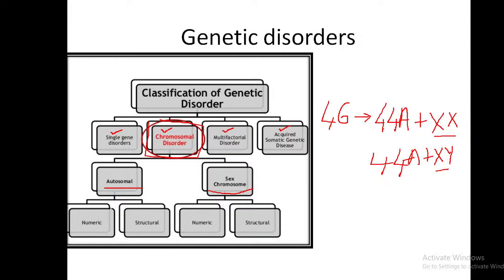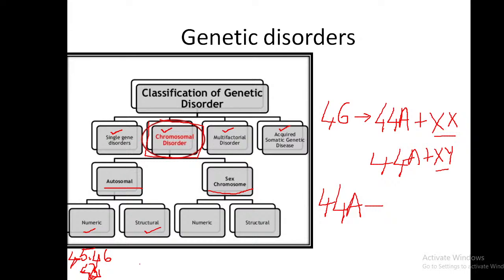Then autosomal disorders can again be divided into two types. It can be numeric or it can be structural. That means if there is a change in the number of autosomes. Normally, the number of autosomes is 44. If there is a change in the autosomes, numeric means it can be 45 or 46 or 43. That is known as numerical disorders associated with the autosomes, that means a change in the number of autosomes. That is known as numerical autosomal genetic disorder.